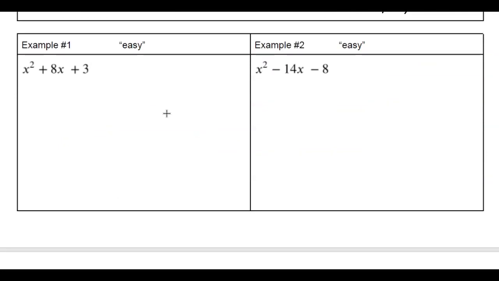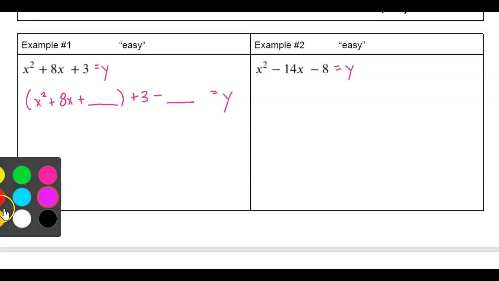So step number 1 is to put them in order, which, oops, on these, we need to put the y, sorry, it got left off. They're already in order. So step number 2 is we want to put a parenthesis, x squared plus 8x. We're going to add a blank. We keep the plus 3, and then we subtract a blank. Equals y.